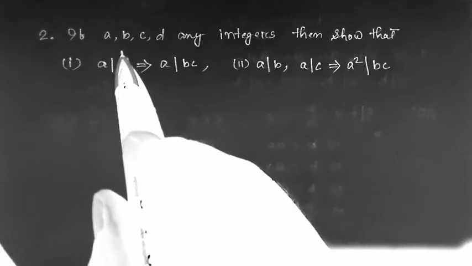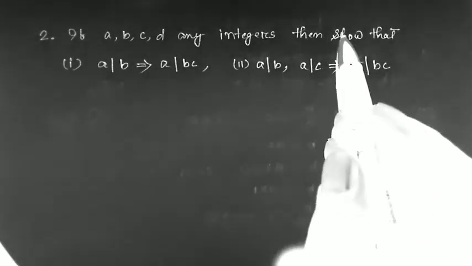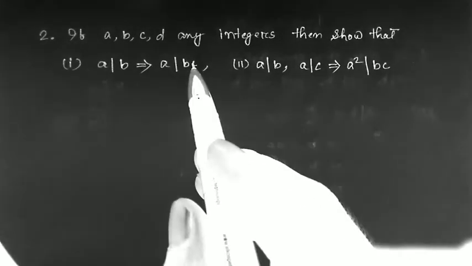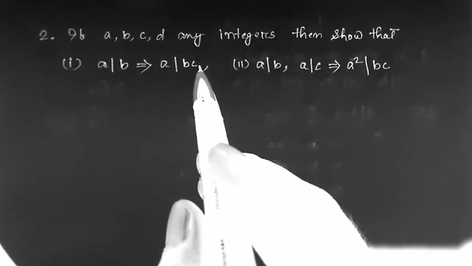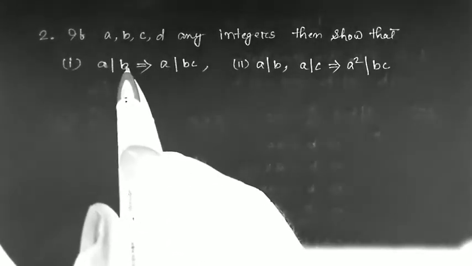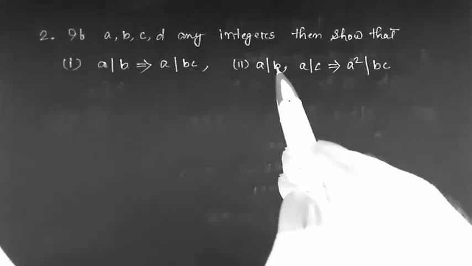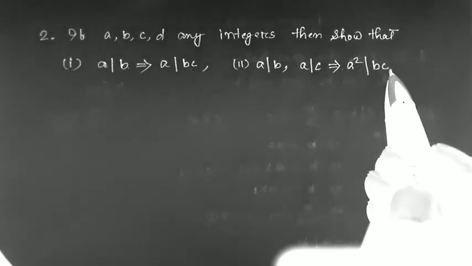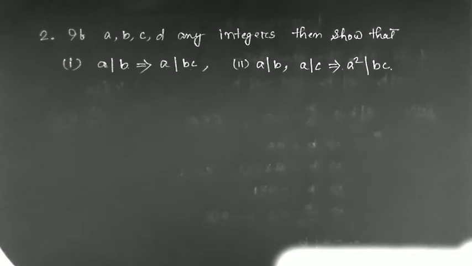Question number 2 is: if a, b, c, d are any integers, then show that a divides b implies a divides bc. That means if a divides b, then a divides bc. We have to prove it. Again, if a divides b and a divides c, then we have to prove that a square divides bc, no? So for that case, let's start.